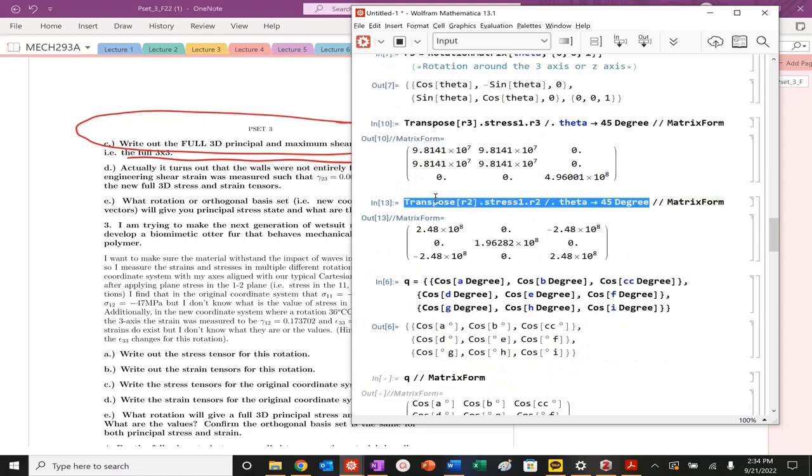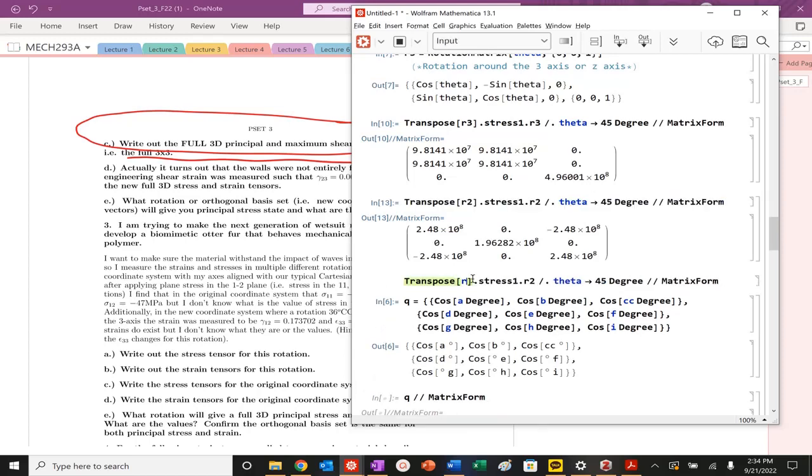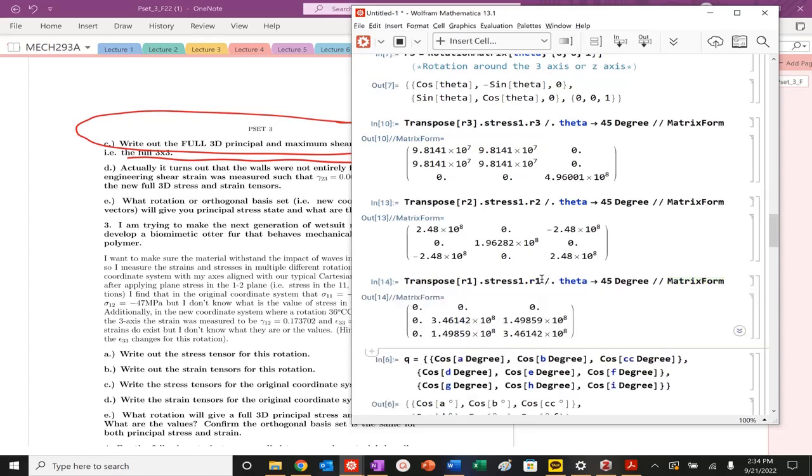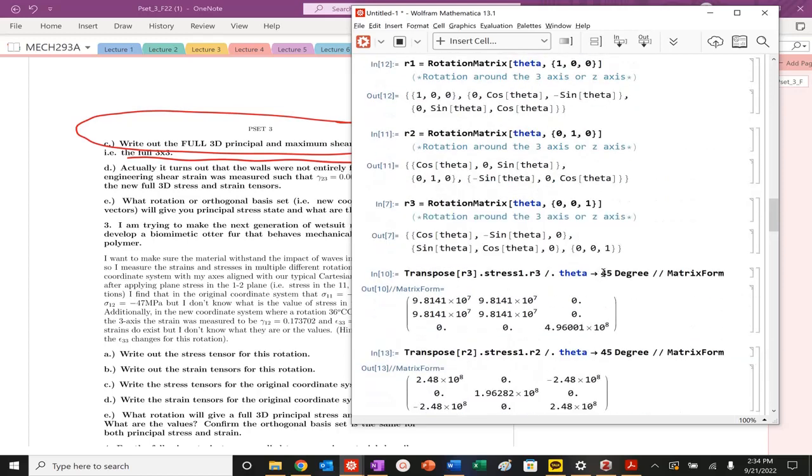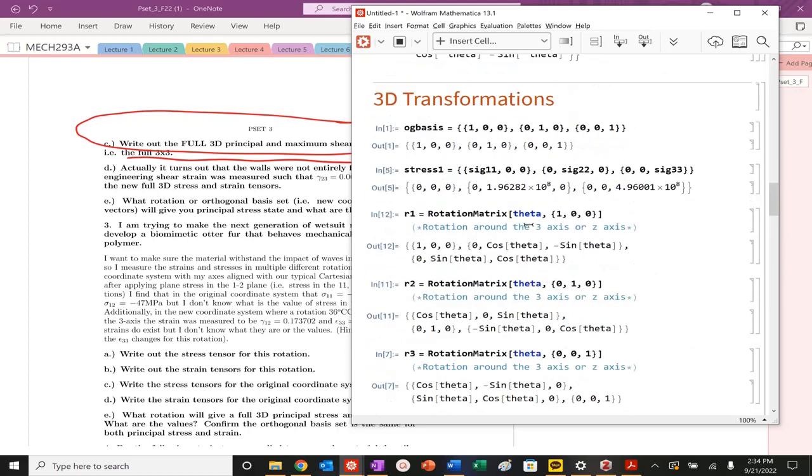We can look at it here if we rotate it that way. Remember, it's always the transpose of a rotation matrix times the 3x3, dotted with the rotation matrix again. That's how we find our new stress state. We've talked about that and done that several times in class, so hopefully it's a little bit familiar to you.